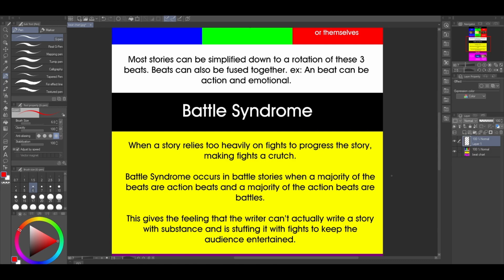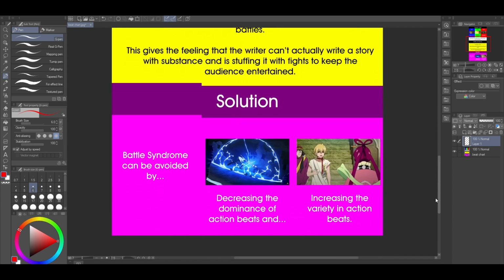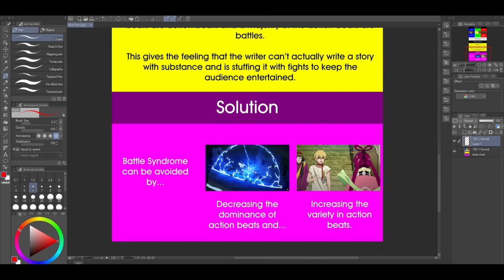Kingdom, it kind of makes sense because they're retelling actual history, and in that history, it's mostly just war and politics. So I can understand having to just continually rely on battles, but for the other 3, those are like fictional stories that came from the minds of the author, so I don't really see any excuse there. And then the solution, battle syndrome can be avoided by decreasing dominance of action beats, and increasing the variety in action beats.